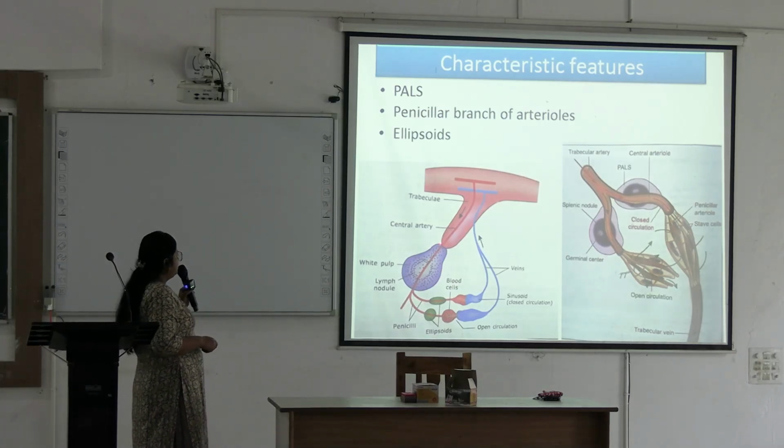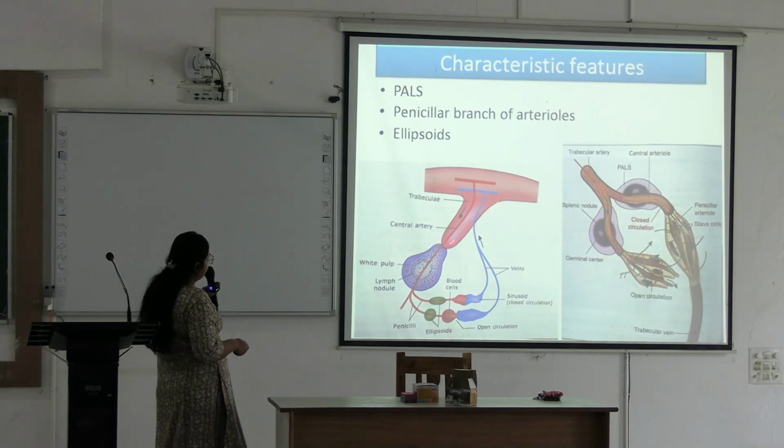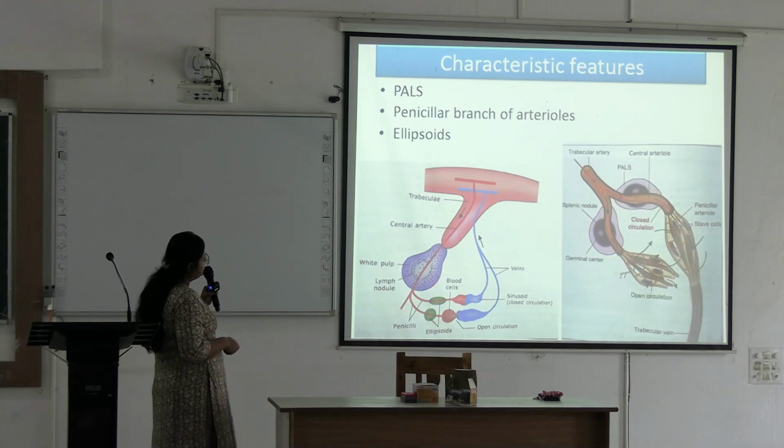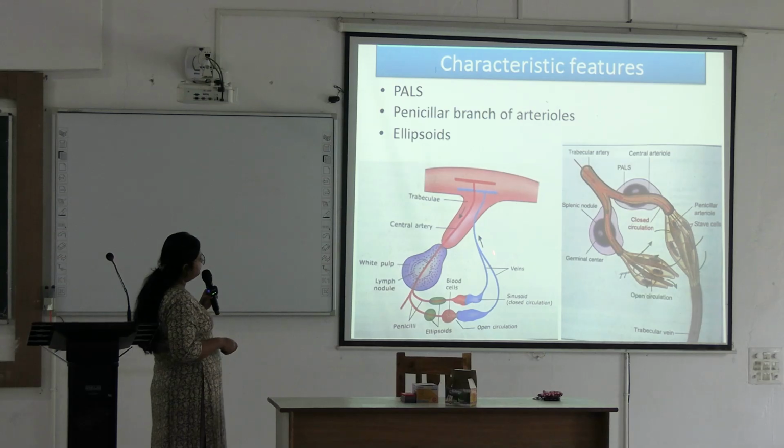Periarteriolar lymphatic sheath. See, this is the trabecular artery. Around the trabecular artery, an accumulation of lymphoid cells forms the lymphatic sheath. And from the trabecular artery, these are the penicillar branches. Okay. Around the penicillar branches, there is some formation of ellipsoid, and here is the circulation from the arteriolar system to the venous system. When the blood is directly draining into sinusoids and then going to the venules and forming the trabecular vein, this is closed circulation.